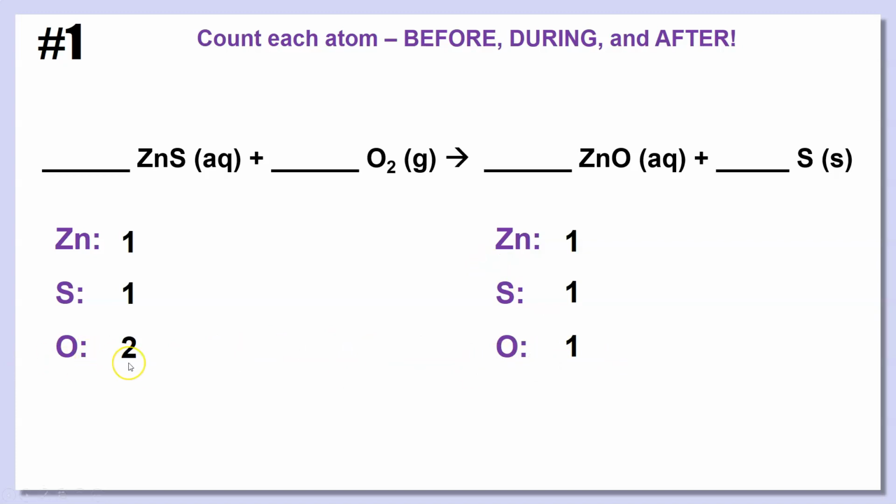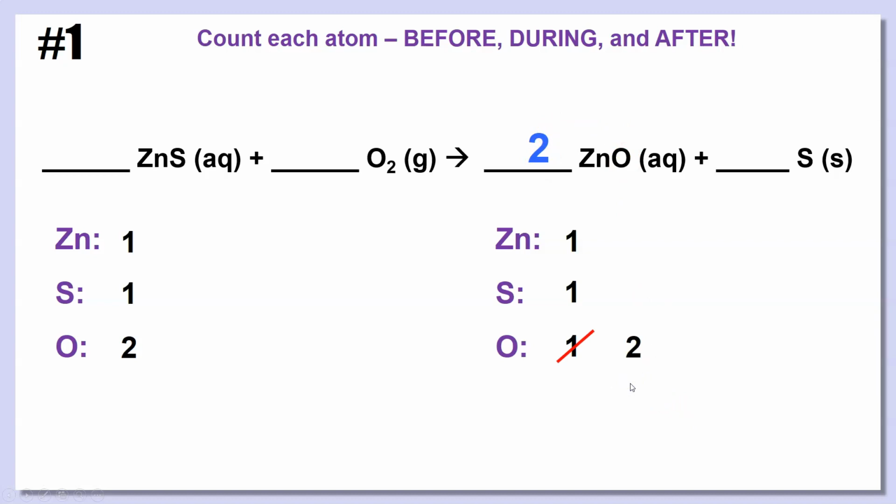I can't subtract, right? I can't get this 2 to be any smaller. We are not allowed to use fractions. Okay, we have to use whole coefficients. We're not going to have part of a molecule. So all I can do is make the other side larger. So I need to put a coefficient in front to get this number to increase so that it matches. So I'm going to put a 2 here. Now I have 2 oxygens.